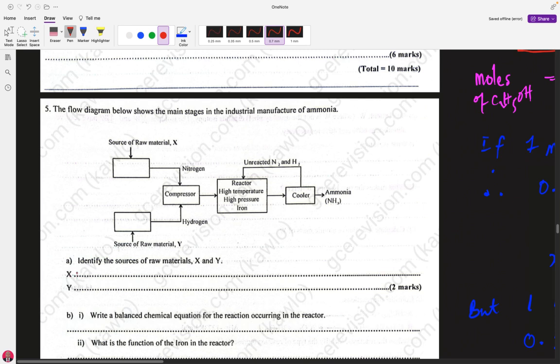Nitrogen X is obtained. Okay, I can say identify the source of raw material X. Obtain, can say obtain. The source is fractional distillation. That's the main answer.